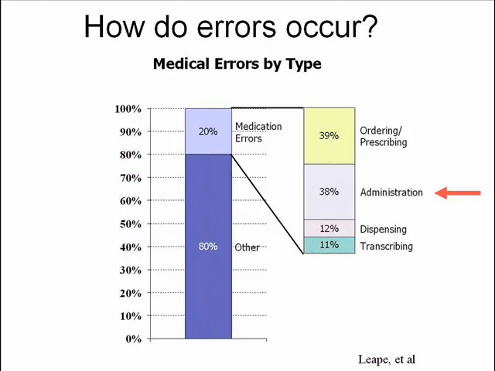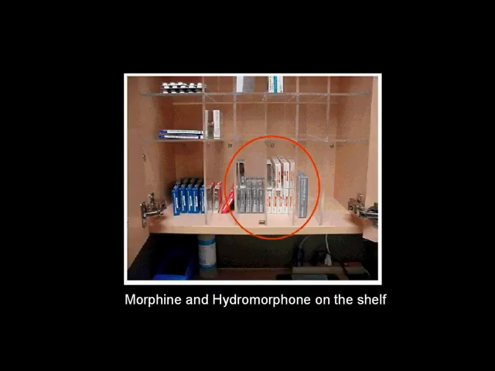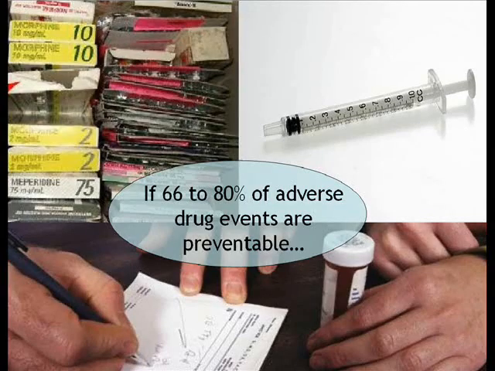Another way that errors can occur when administering a drug is by mixing up the names of the medications. Take, for example, an incident where a 69-year-old man was ordered 10 milligrams of morphine in the emergency department and instead received 10 milligrams of hydromorphone. This caused the man's breathing to stop on his way home from the hospital. Research into drug-related adverse events in hospitals shows that 66 to 80% of these incidents are preventable.